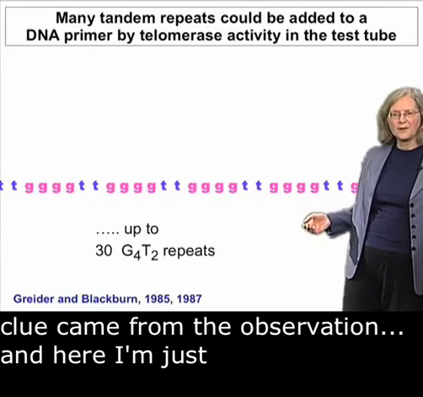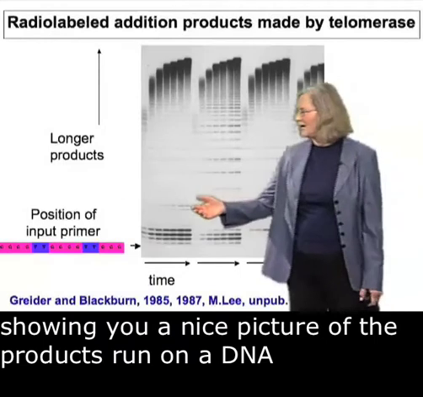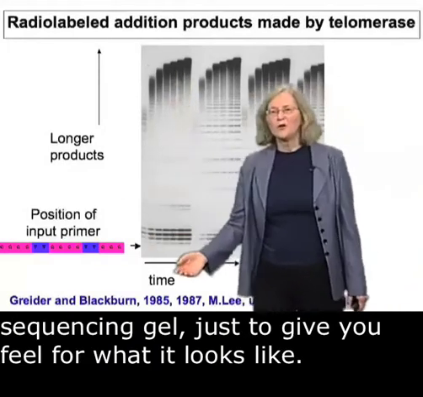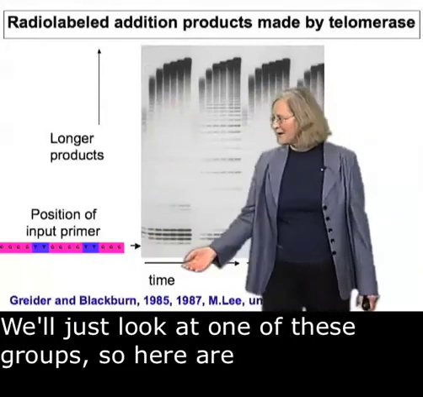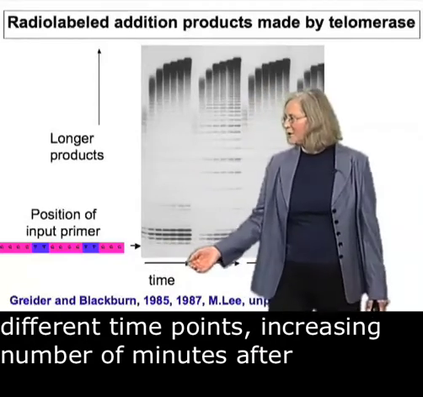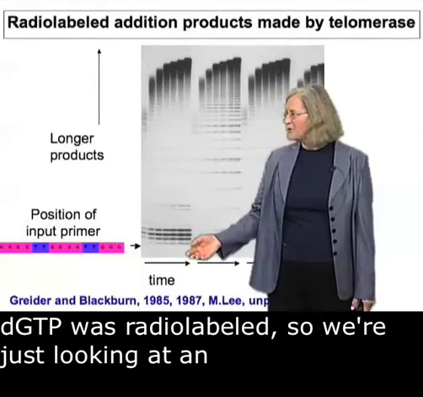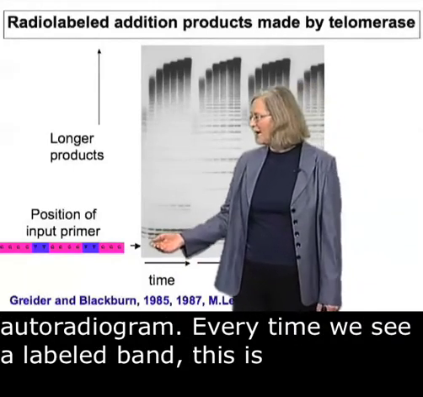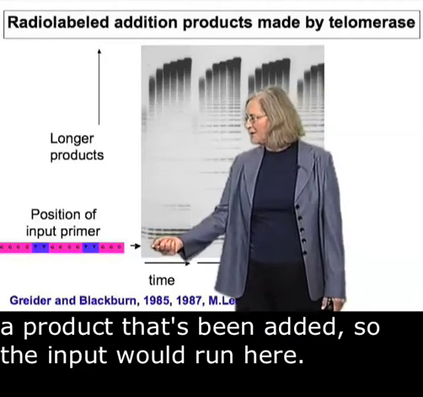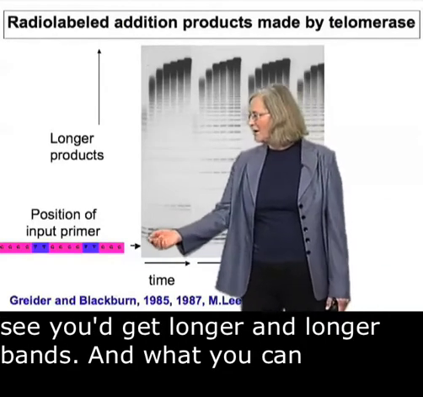The first clue came from the observation. I'm just showing you a nice picture of the products run on a DNA sequencing gel, just to give you a feel for what it looks like. We'll just look at one of these groups. So here, different time points, increasing numbers of minutes after incubating this input primer with dGTP and TTP. The dGTP was radiolabeled, so we're just looking at an autoradiogram. Every time you see a labeled band, this is a product that's been added. So the input would run here. If you added 1, 2, 3, 4 nucleotides, you could get longer and longer bands.